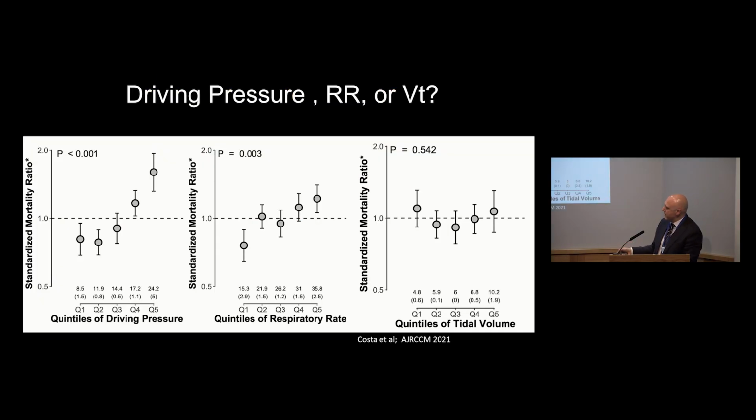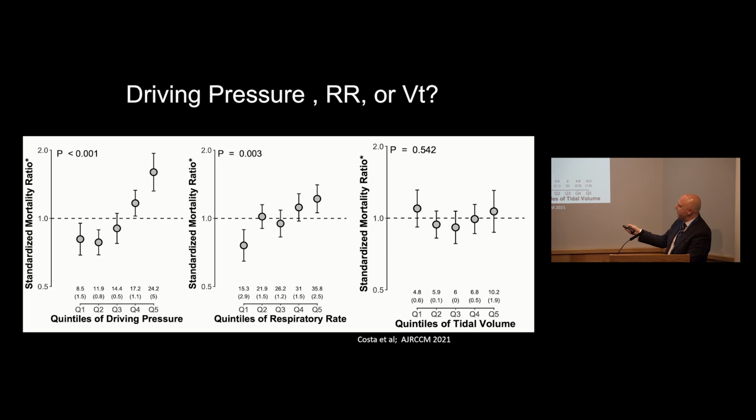And this is quite interesting. So again, take all patients, quite a lot of patients who were randomized in the low versus high tidal volume. You divide them in quintiles of driving pressure, so 8.5, 12, 14, 17, 24 of driving pressure. You do the same for respiratory rate, and you do the same for tidal volume. Now, what you can see, the tidal volume, there is no real signal, and you can look at the p-value.